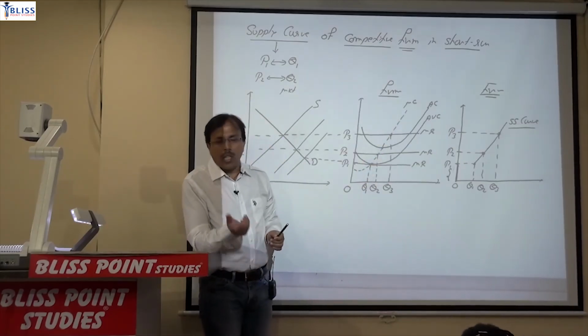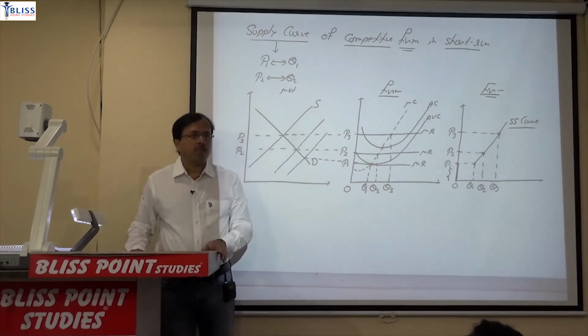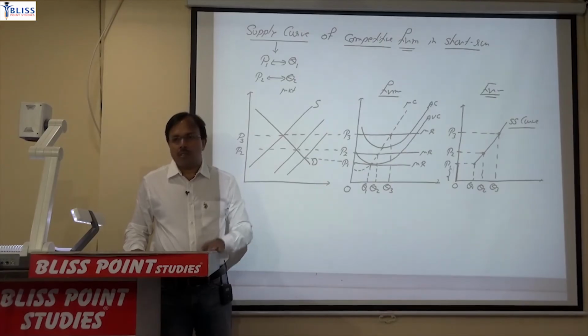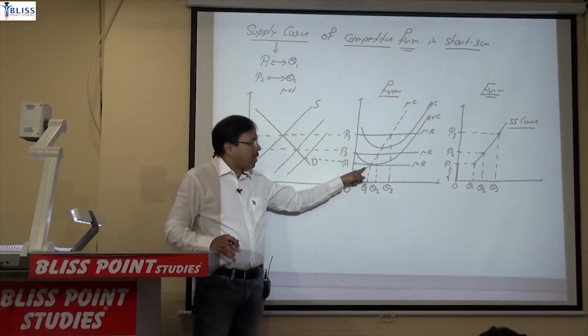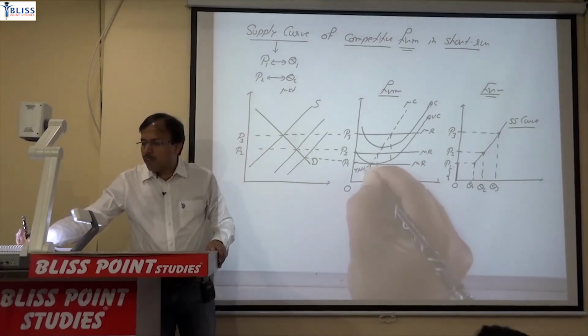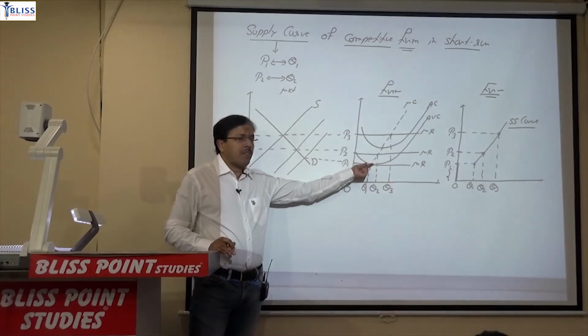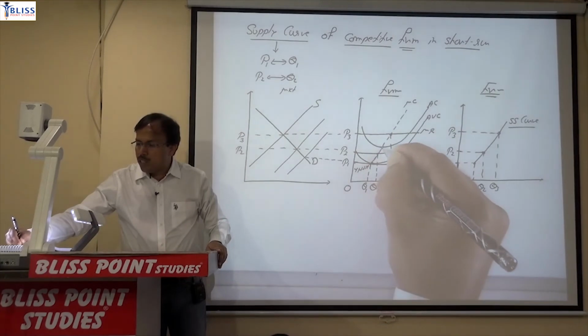So the marginal cost curve is the supply curve, but not the entire marginal cost curve. It is only that part of MC which is above the average variable cost. So which part of MC is not part of the supply curve? The part below. The marginal cost which is below the average variable cost is not part of the supply curve. Only that part of MC lying above the average variable cost. Only this section is the supply curve.